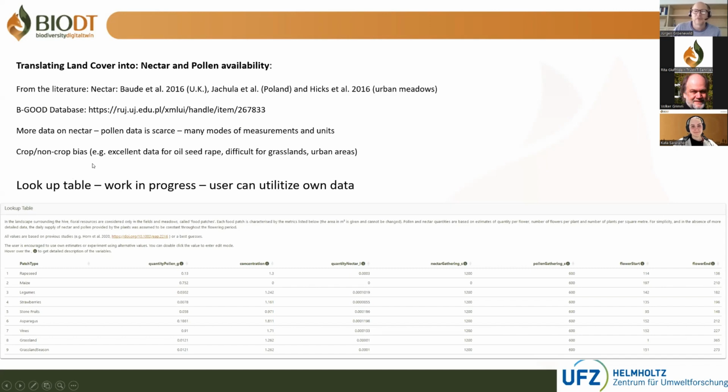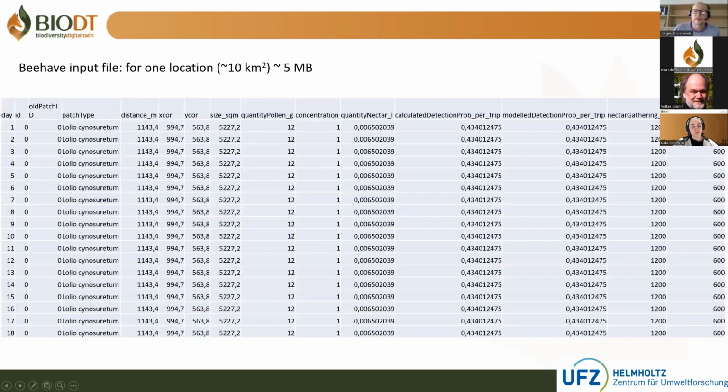Finally, we will work with a lookup table, where we specify for a certain land cover, like oilseed rape, by best guesses and information from the literature, the amount of pollen, the sugar concentration, the quantity of nectar, the time that it takes honeybees to actually extract this nectar and pollen on one trip, and then also a flowering start and a flowering end of this resource. And of course, this is very critical information. The nice thing in this digital twin is that it's interactive. So the user can actually put his or her own knowledge and data into this table and explore what this actually means for the results.